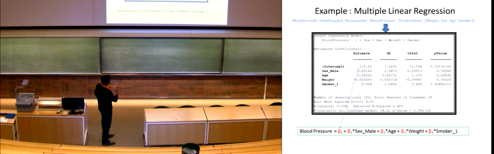So you can see that the equation for this model is blood pressure equals beta 0 plus beta 1 times the gender, plus beta 2 times the age, beta 3 times weight, and beta 4 times smoking habit. And this number is nothing but that beta value.